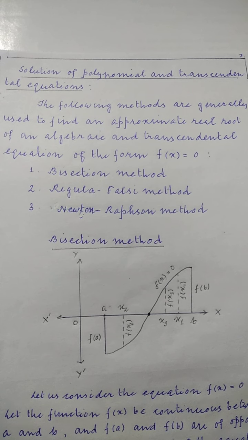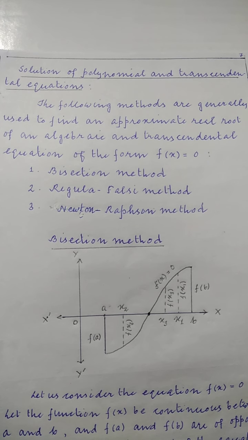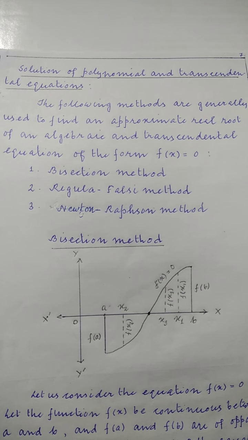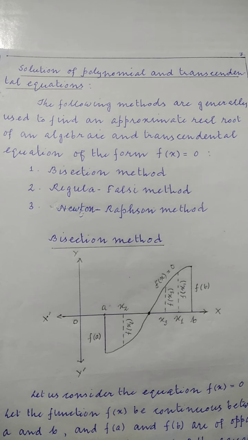Today we are going to learn a new topic, solution of polynomial and transcendental equation. So first of all, what is the meaning of polynomial equation? A polynomial equation is an algebraic equation in the form of a polynomial having a finite number of terms. In that case, that equation is known as an algebraic equation or polynomial equation.